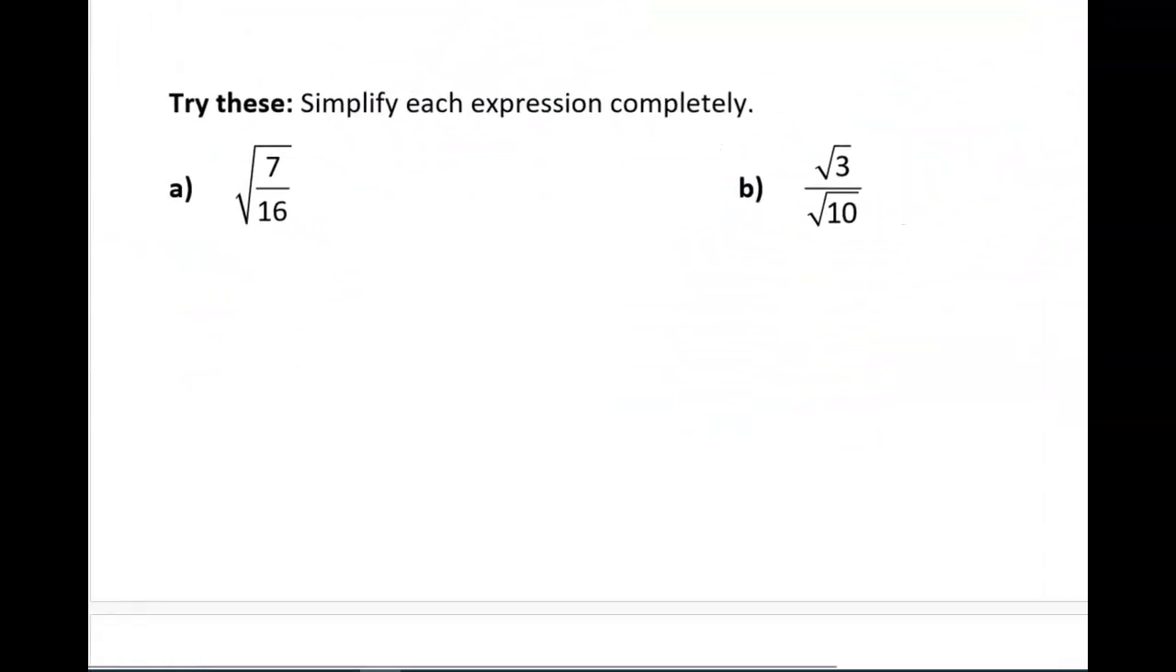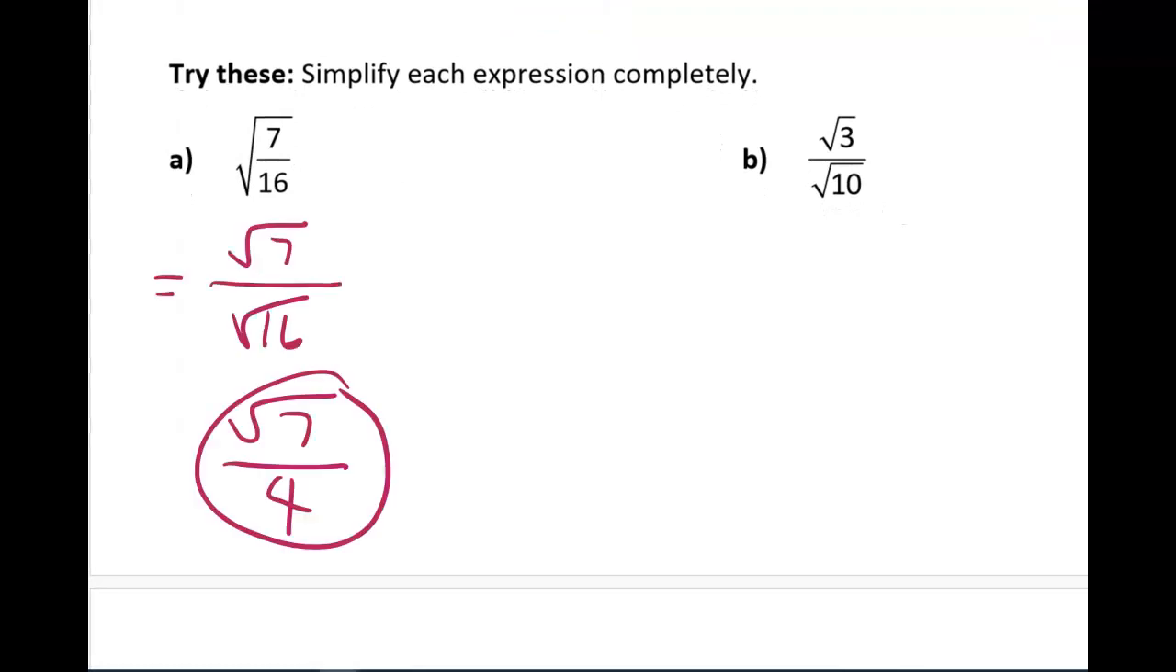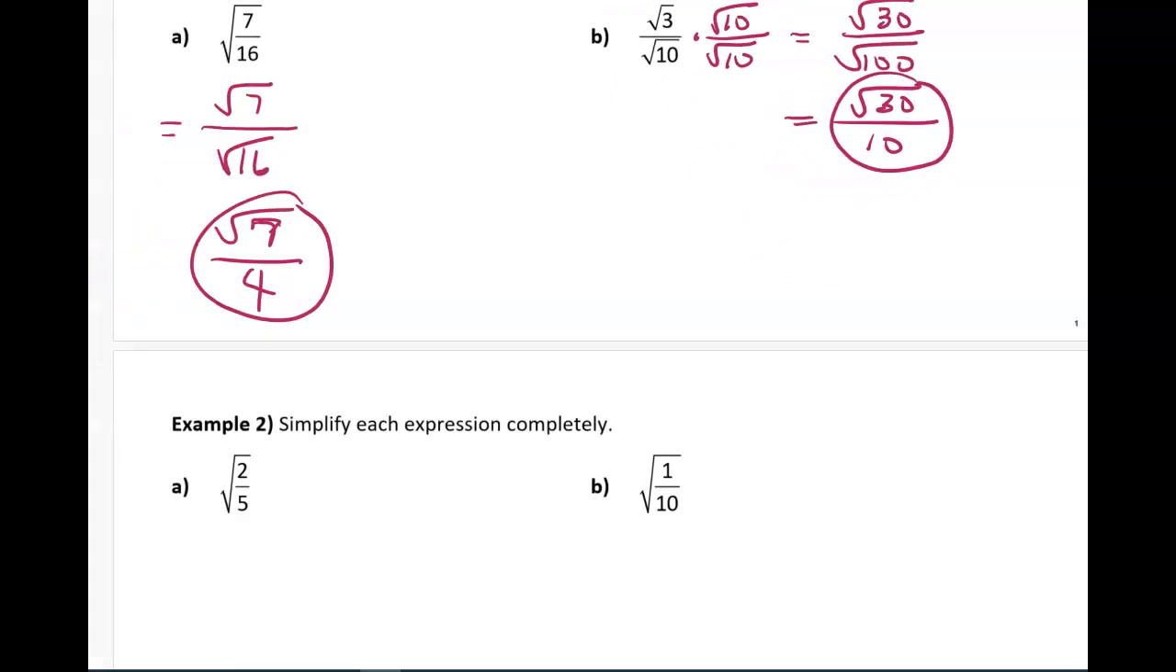All right, try a below on your own. Simplified form for a should be the square root of 7 over 4. All right, now try b. Simplified form for this radical expression is the square root of 30 over 10. This one required multiplying by this clever form of 1 in order to get the denominator to be a whole number. All right, let's check out some more examples.